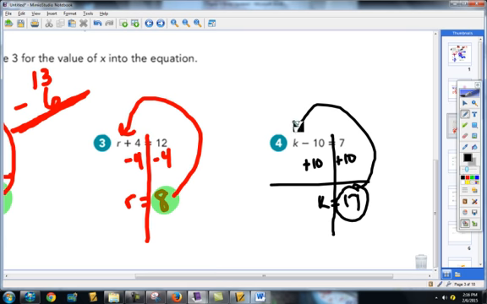Take it and plug it in. Is 17 minus 10 7? Absolutely.